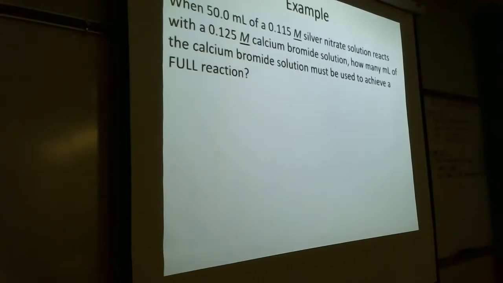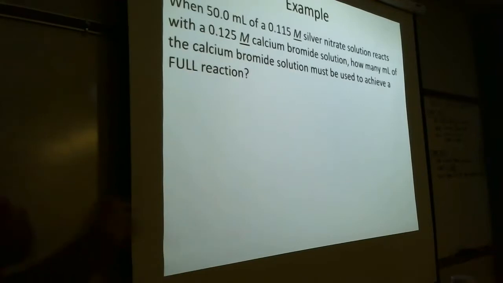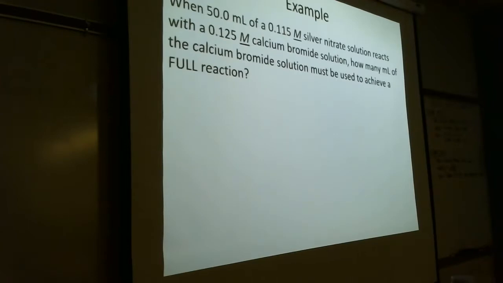When 50 milliliters of a 0.115 molar silver nitrate solution reacts with a 0.125 molar calcium bromide solution, how many milliliters of the calcium bromide solution must be used to achieve a full reaction? So in other words, I want my two solutions to react with each other completely. I want solution number one to completely consume solution number two. Okay, that's what this problem is asking.